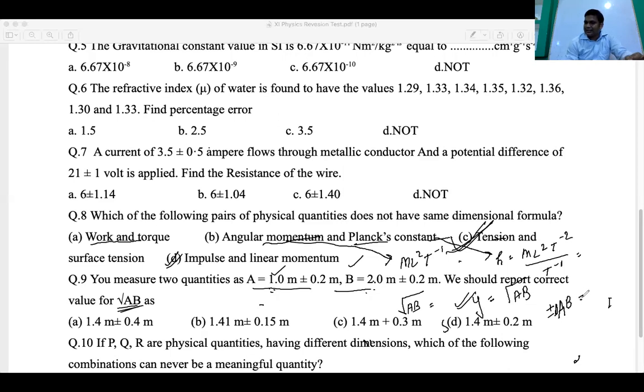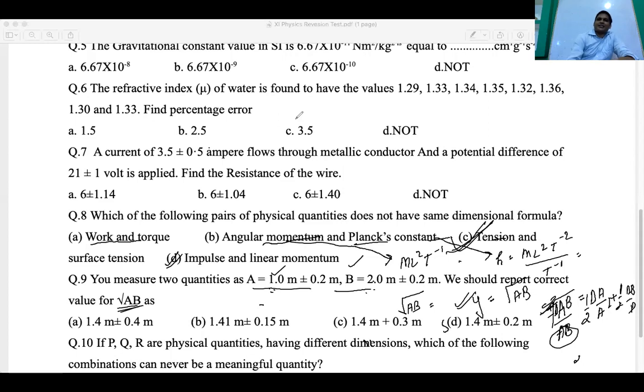Half into delta A by A plus half into delta B by B. So this will be half delta A by A plus half delta B by B. Now you have to find the value of under root AB. You can write 1.4 will be the same because under root 2 is 1.41. This value has to be calculated.